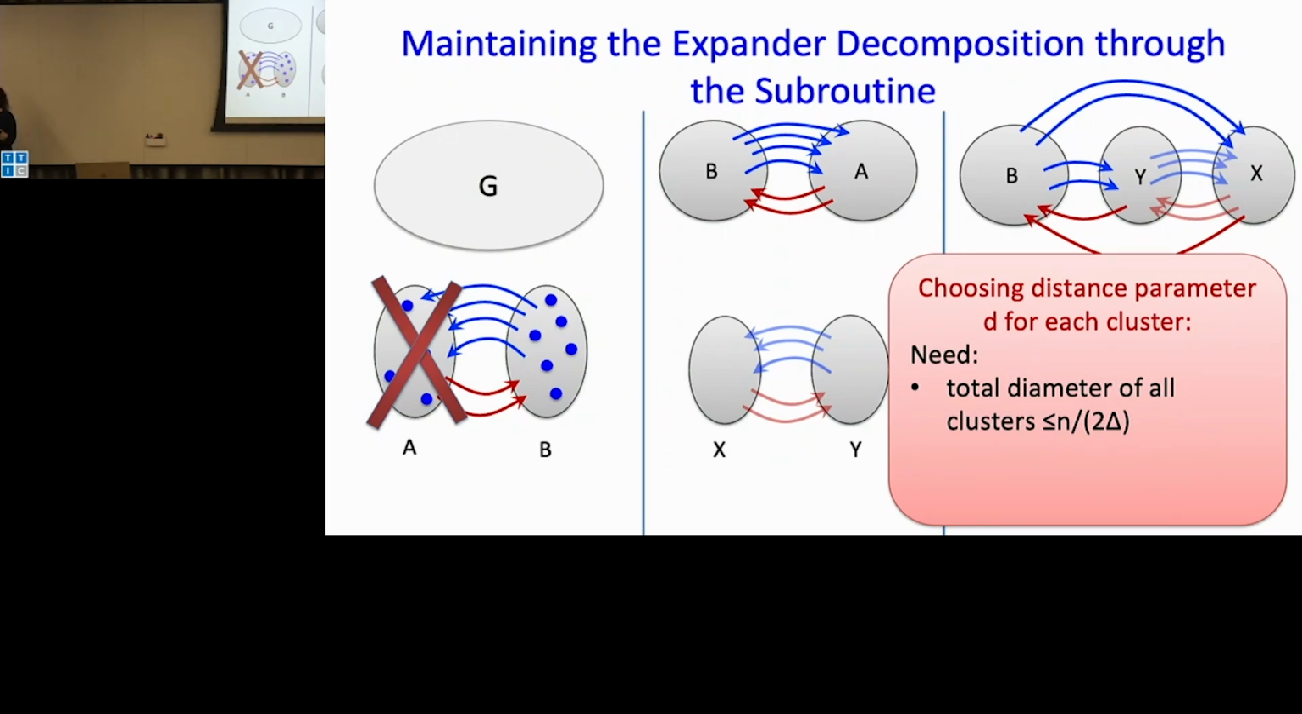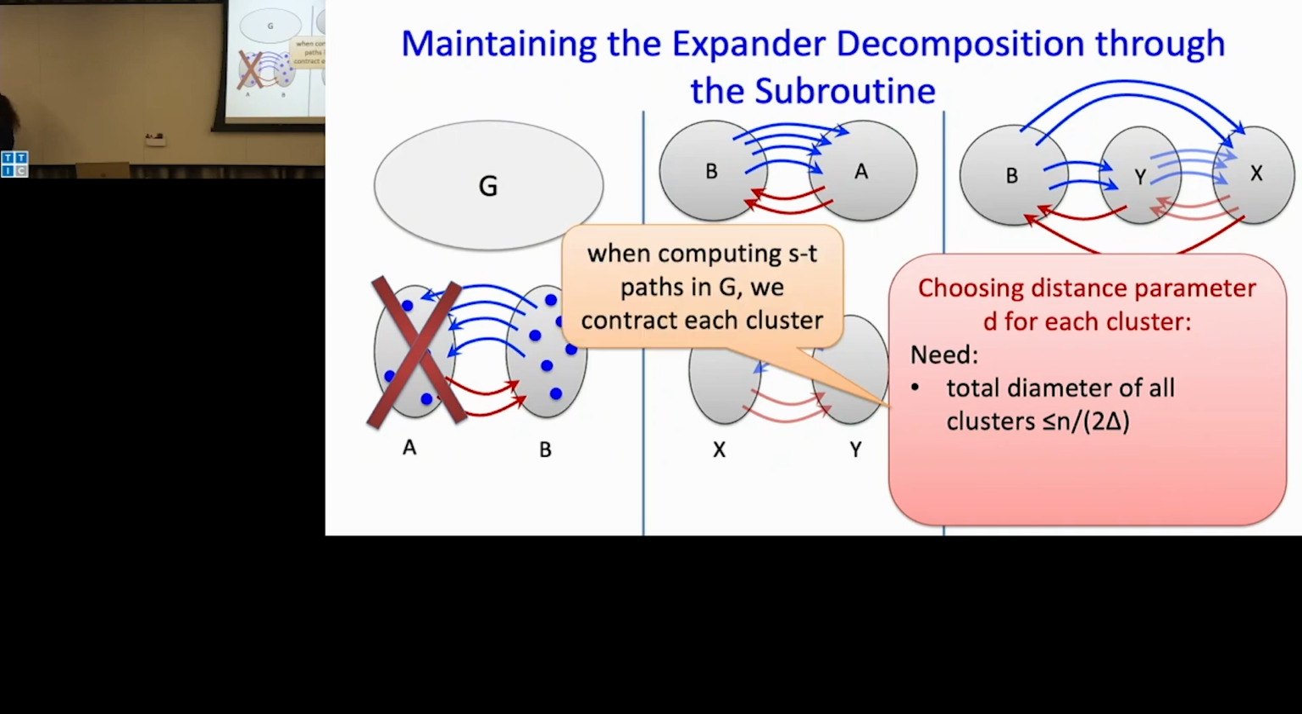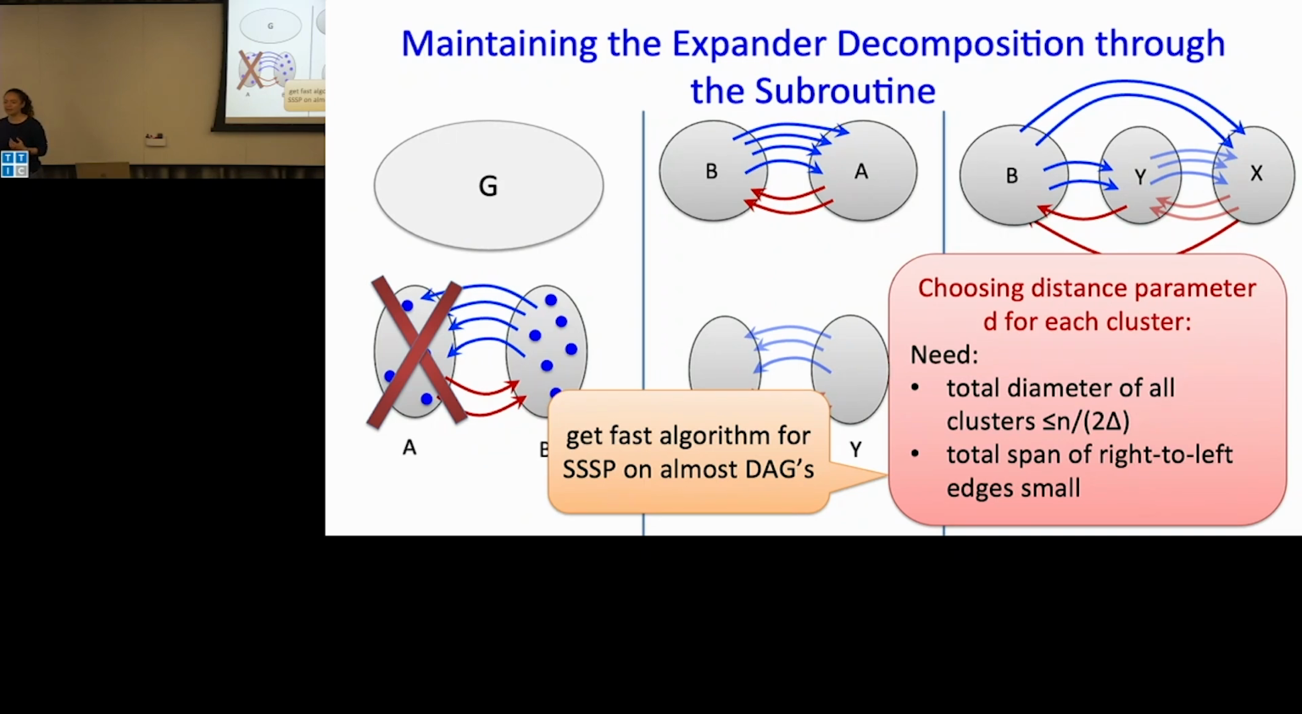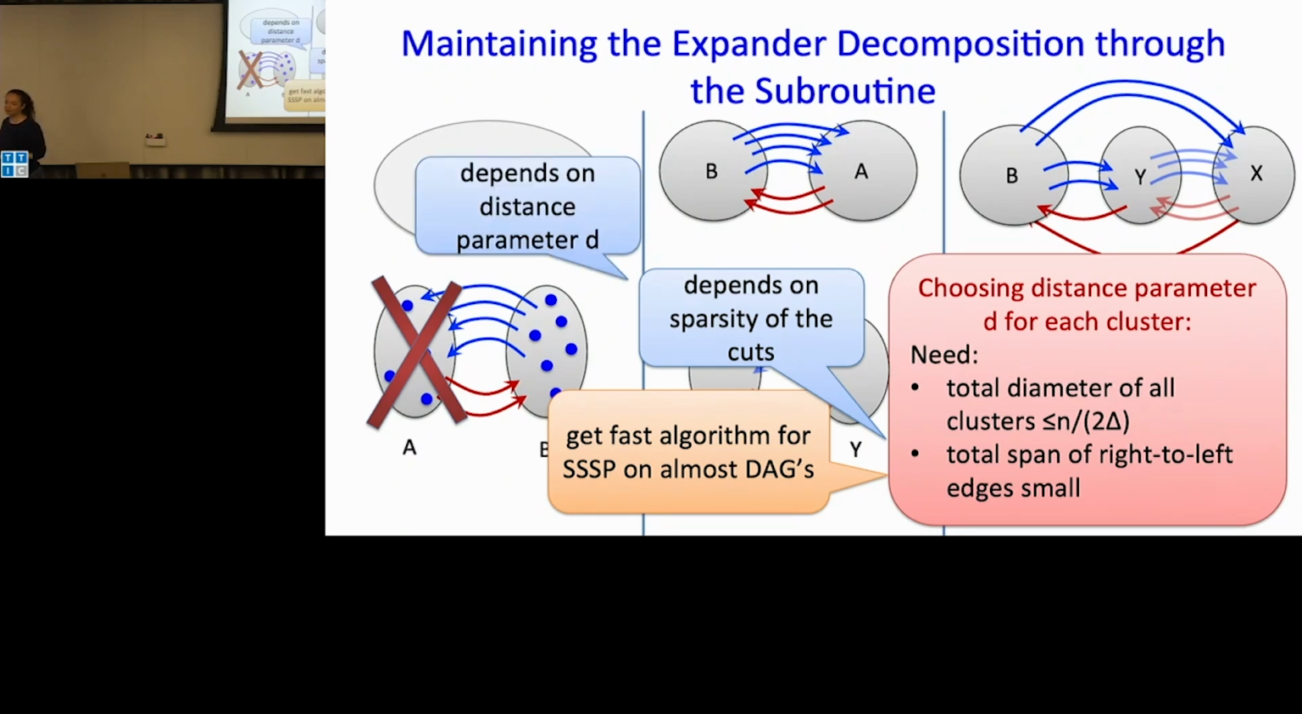Why? Because at the end we're going to contract these clusters, and then we're going to compute a short s-t path in the contracted graph. When we open them back, we don't want them to contribute too much to the length of the s-t path. So we want their total diameter to be small. And also, remember, we need a total span of all right to left edges to be small because we needed to make our algorithm on almost DAGs fast. And this number of right to left edges depends on the sparsity of these cuts. And the sparsity of the cut is roughly 1 over d, so that again depends on this parameter d.